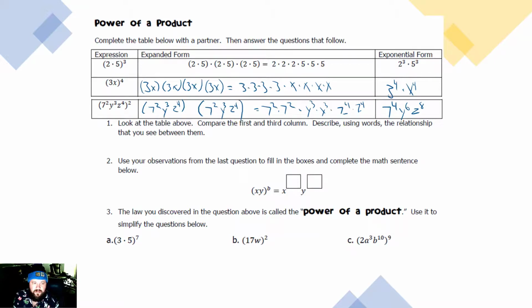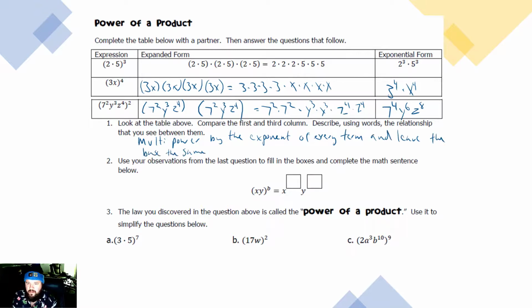So what do we do with this? Well, when raising a product to a power, you multiply the power by the exponent of the term and leave the base the same. Alright.